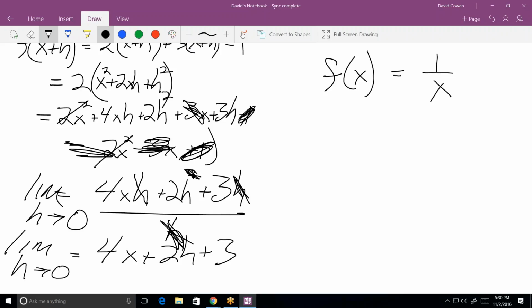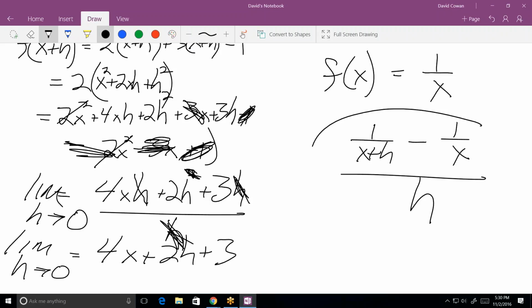But as soon as you get something that's a little harder, notice we're going to have 1 over x plus h minus 1 over x, all divided by h. That's what we're going to end up with. You have to apply the rules of common denominator and add or subtract these two fractions, and then flip and multiply and see what you get. You'll see that it works out nicely for those too. It's just a little different technique.